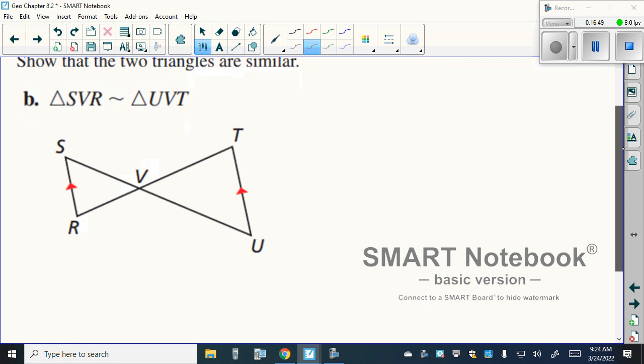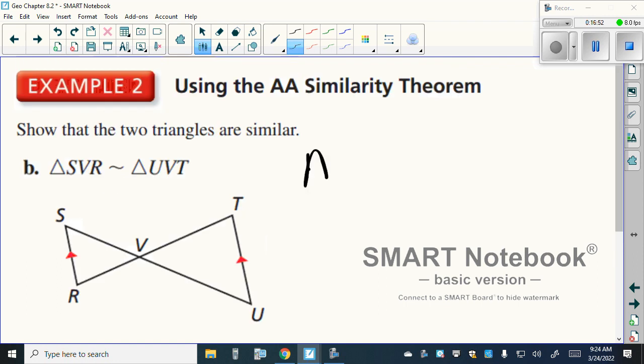Use angles to show that these are similar. Well, to do that, we need two sets of congruent angles, because if we have them, then we can say that these are similar. So V and V, so angle SVR is going to be congruent to angle TVU. And those are vertical angles. Since we have more than one angle there, we need to use the three letters to describe those angles in the middle. And they're congruent because they are vertical angles.